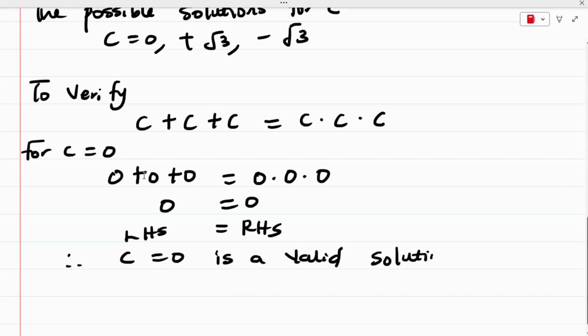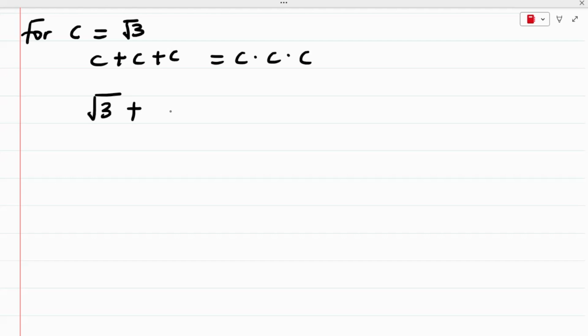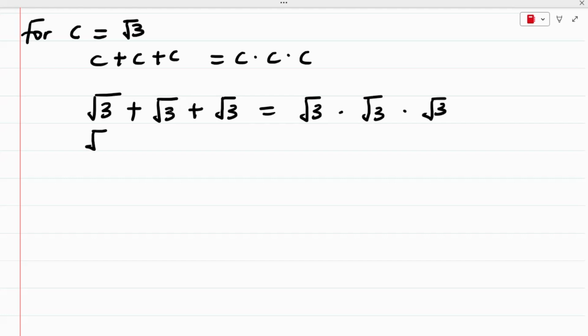So let's solve for C equals to the root of 3. So we say for C equals to the root of 3, we have the question to be C plus C plus C, which is equals to C multiply C multiply C. So we have the root of 3 plus the root of 3 plus the root of 3 is equal to the root of 3 multiply the root of 3 multiply the root of 3. So we can easily write this to be the root of 3 all into 1 plus 1 plus 1. That is by factoring out.